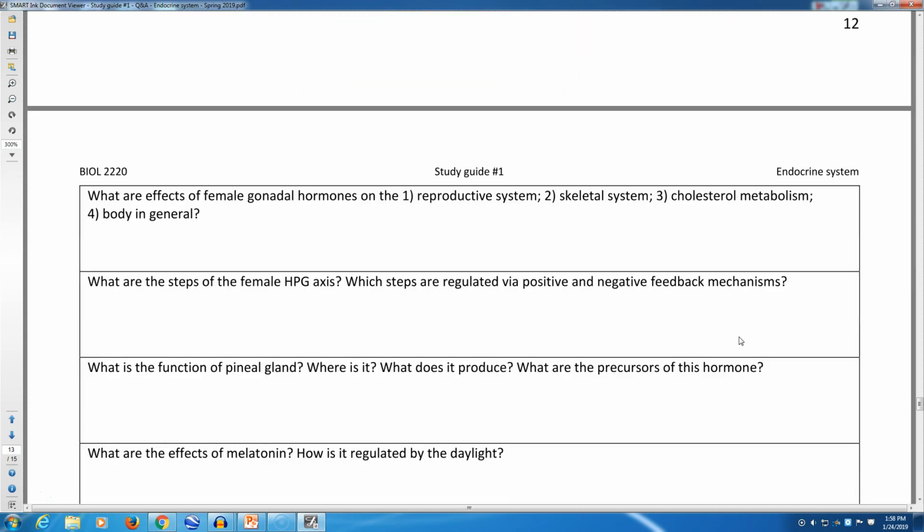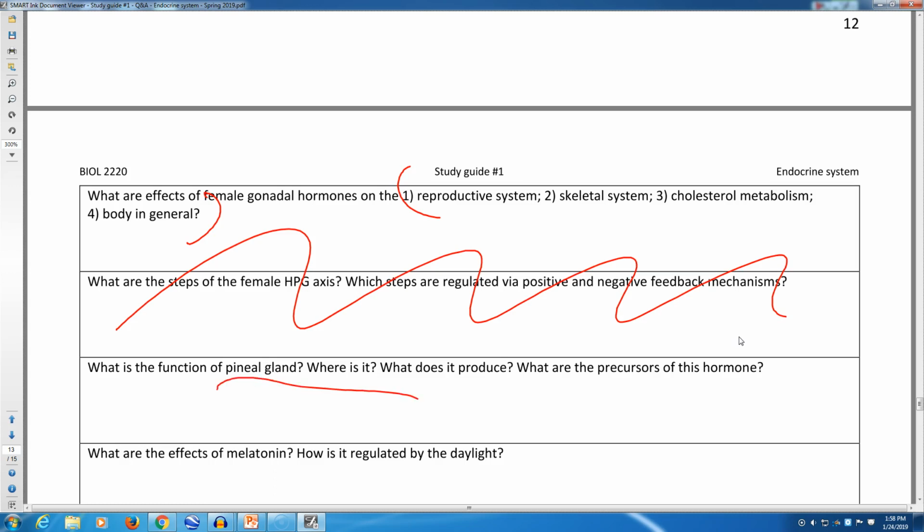When we get to reproductive, huh? But you want us to know the male axis. Male axis, absolutely, yes. Effects, I want you to know the effects. Like if I ask you what are the effects of estrogen on skeletal system? Calcium storage, proper calcium storage. No. Just no. Don't worry. Not going to ask this.